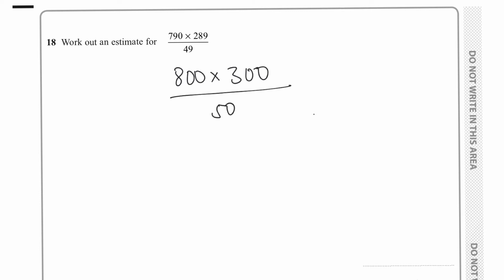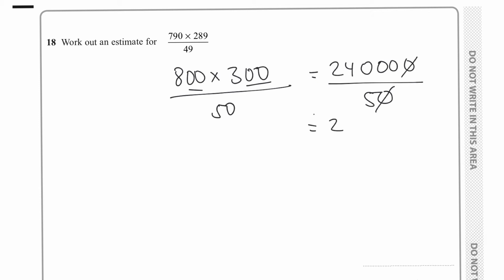Nicer numbers, right? So 8 times 3 is 24. Of course, we've got 2 zeros here, 2 zeros here. That's 4 zeros, so we're going to stick on those 4 zeros, divided by 50. We can cross out our 0 at the bottom and our 0 at the top. So that would leave us with 24,000 divided by 5.